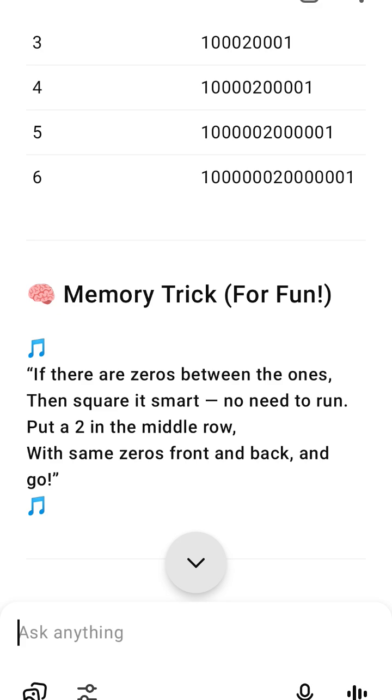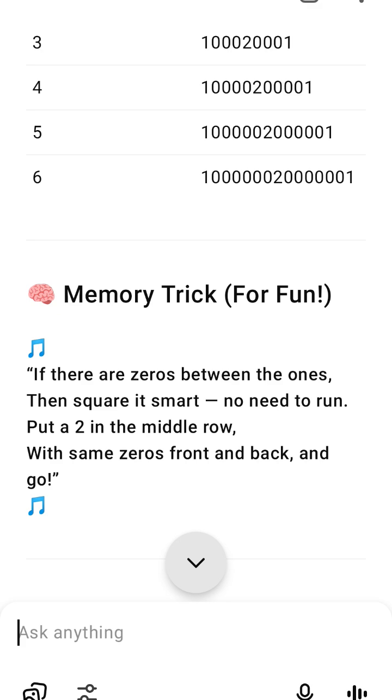Let's put it all together in a table. Number, zeros between ones, square. 11, 0, 121. 101, 1, 10201. 1001, 2, 1002001. 10001, 3, 100020001. 100001, 4, 10000200001. 1000001, 5, 1000002000001. 10000001, 6, 100000020000001.